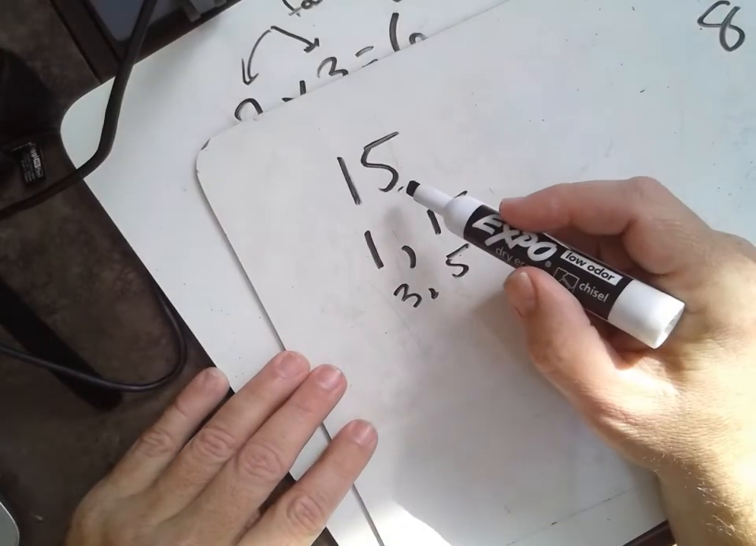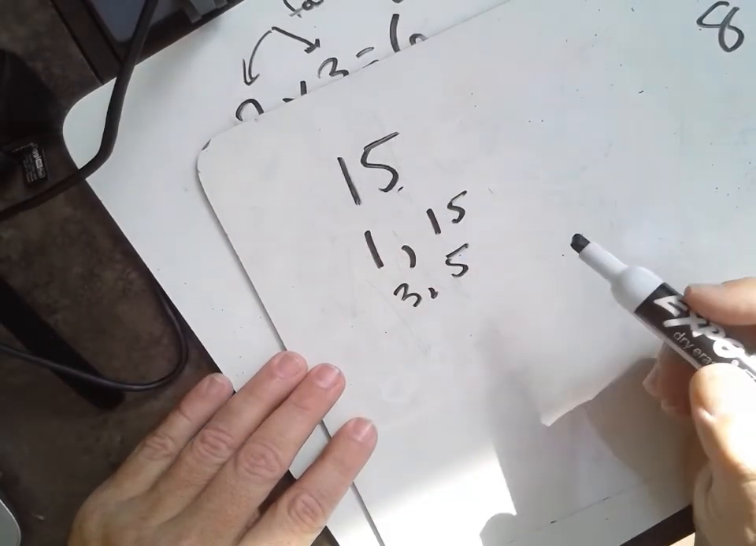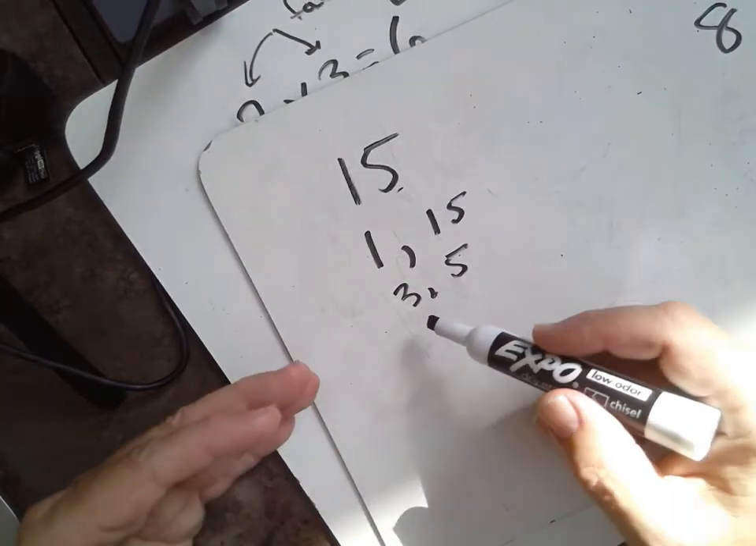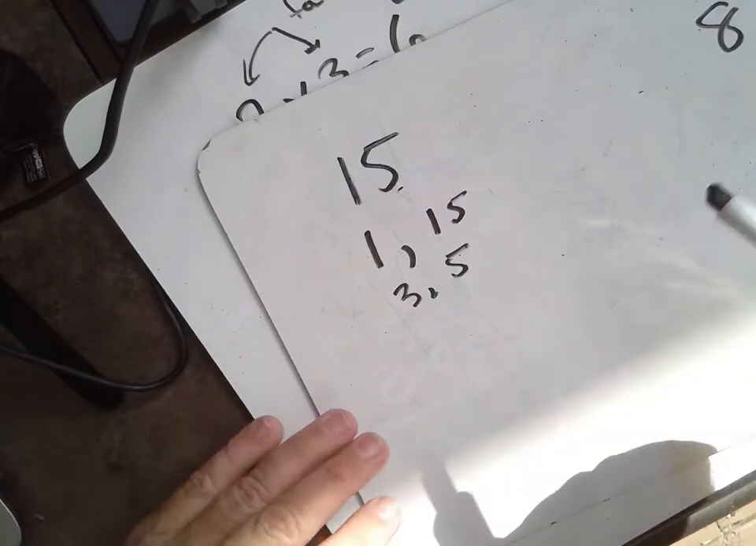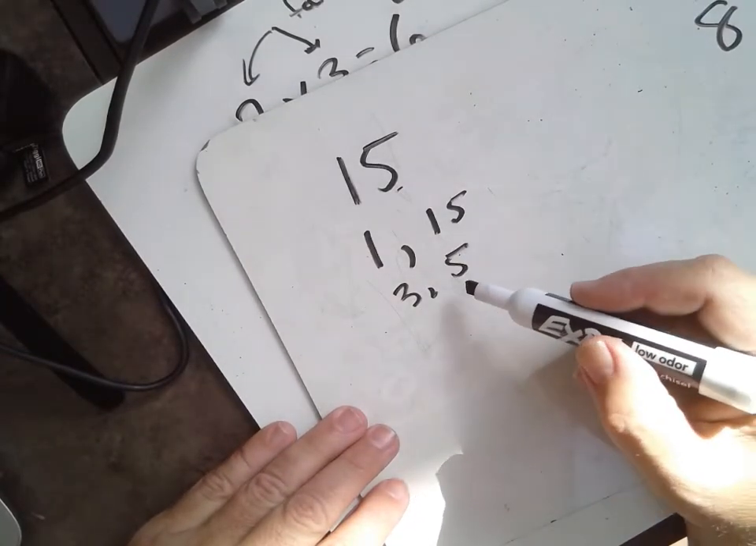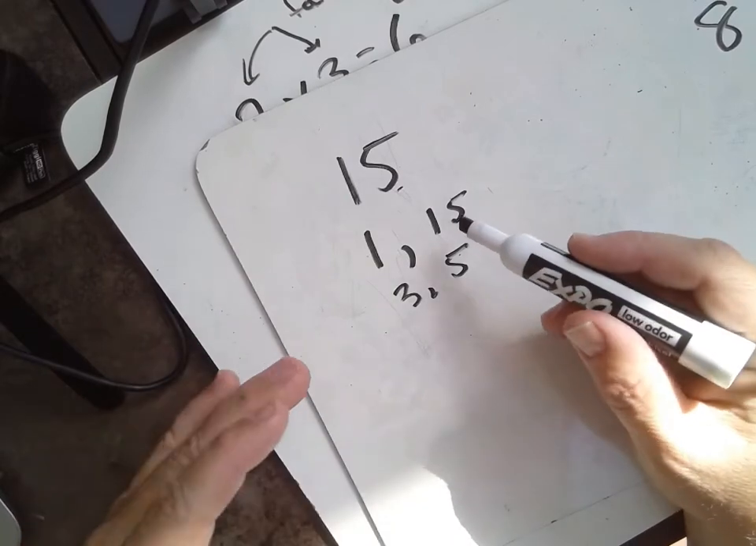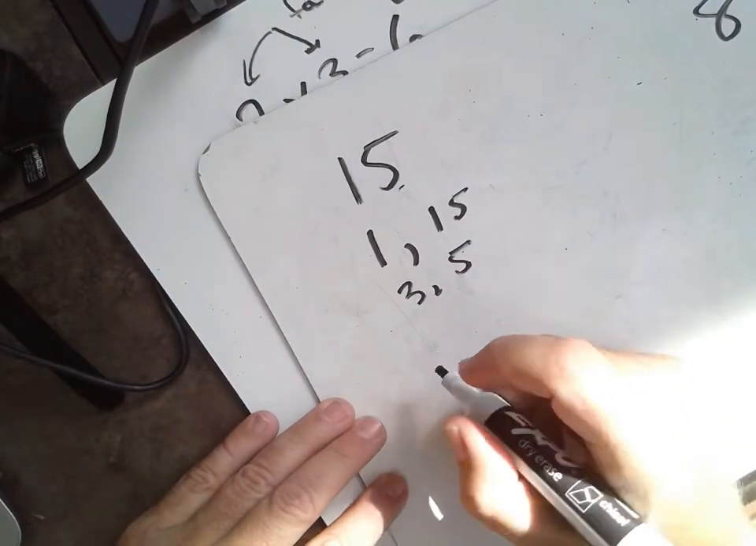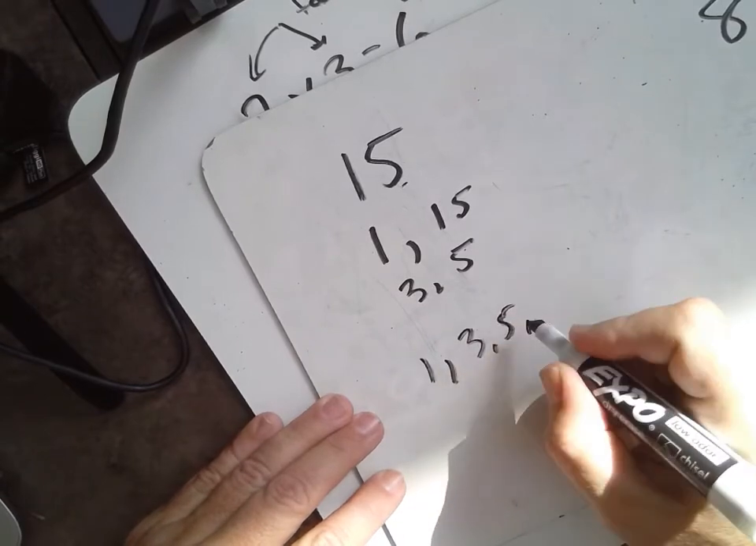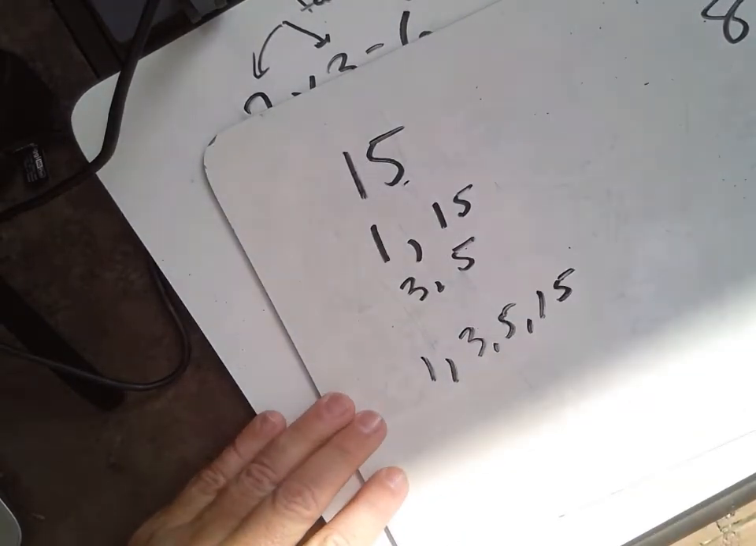Well, I know 15's odd, so no even number goes into it. So I know 2 doesn't. If 2 doesn't, then 4 doesn't, 6 doesn't, 8 doesn't, etc. I know that 3 does, and I know 5 does, and 6 doesn't, and 7 doesn't. So that's it. The factors of 15 are 1, 3, 5, and 15. So 15 has 4 factors.